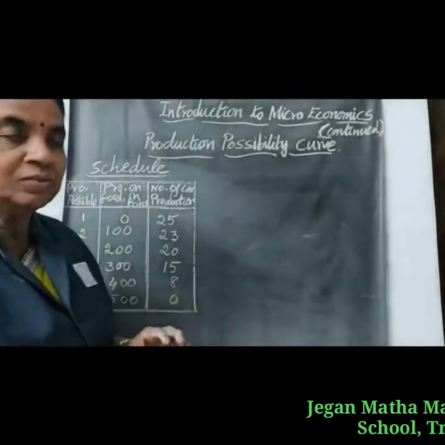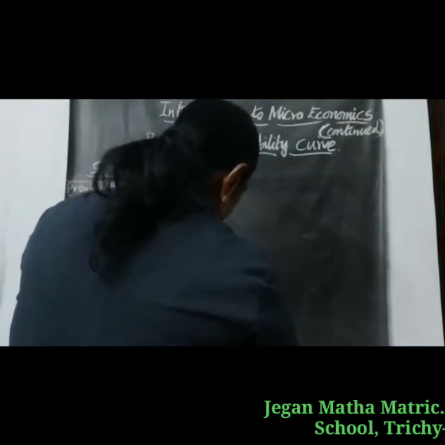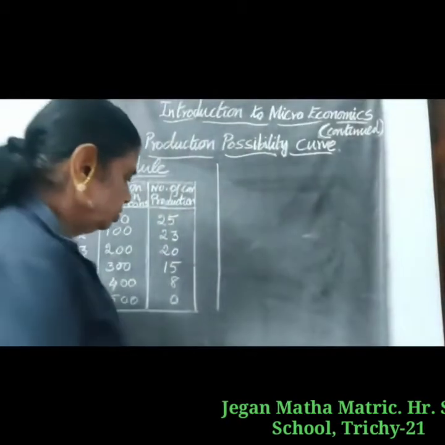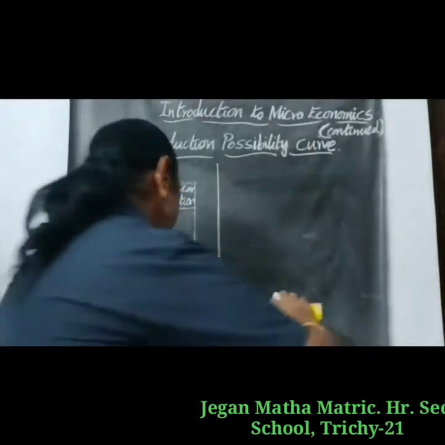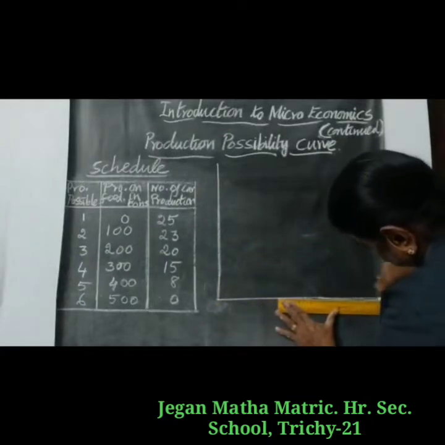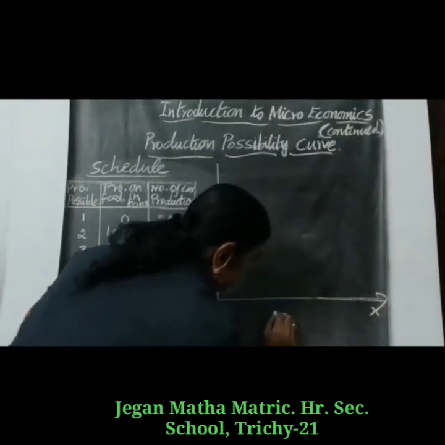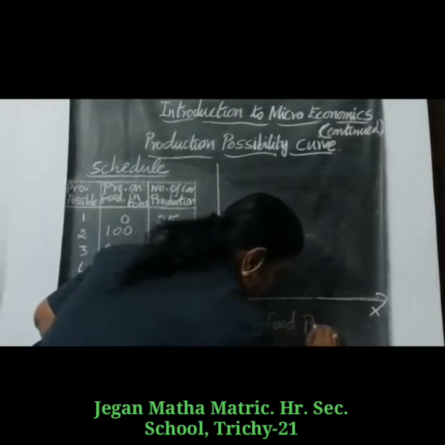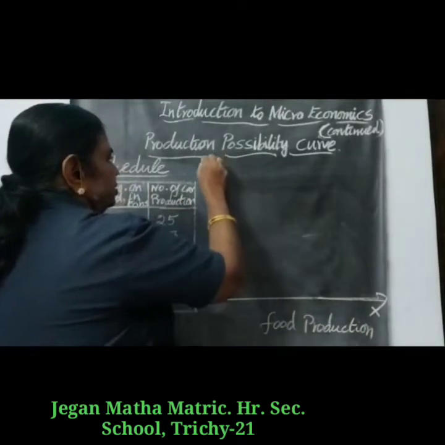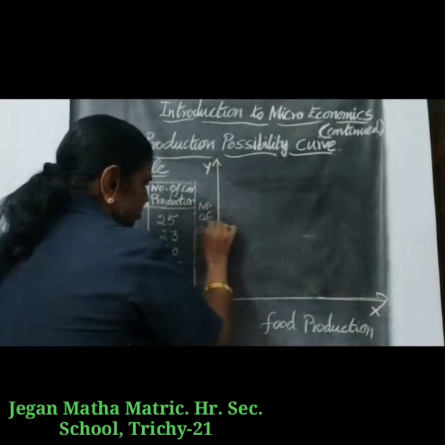And let us see the curve, the production possibility curve. So first, just take the horizontal line and the vertical line. The horizontal line, x-axis, is food production, and the vertical line, y-axis, is the number of cars produced. Okay, number of cars. Clear?